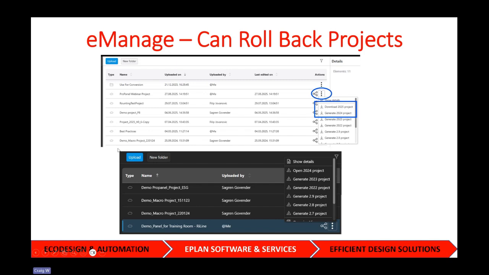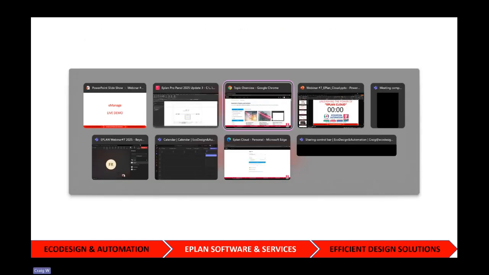Alternatively, in P8 or Pro Panel, I have the eManage window open. Because I'm in 2025, it lets me open a 2024 project or generate previous projects. If I had 2023 ePlan P8 installed, it would only give me that 2023 option, but it would allow me to open it directly from my ePlan Cloud browser through eManage directly. So that's another avenue you can take to pull it down. So let's have a look at how this functions.